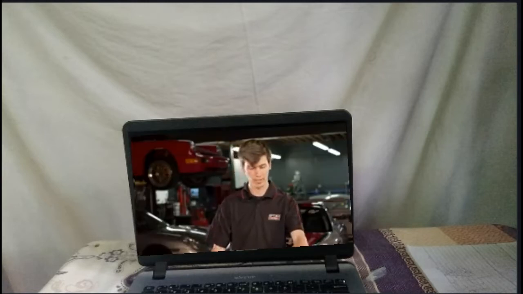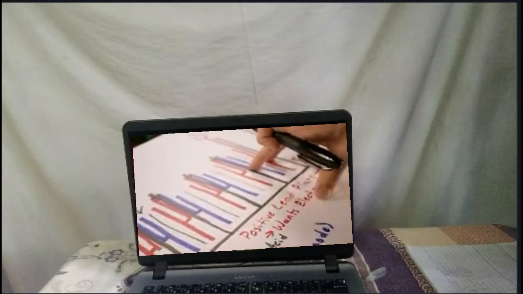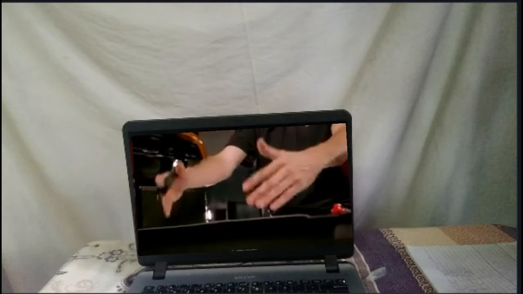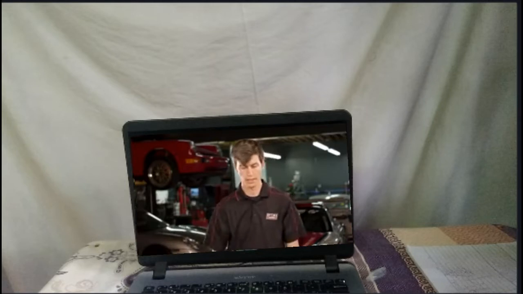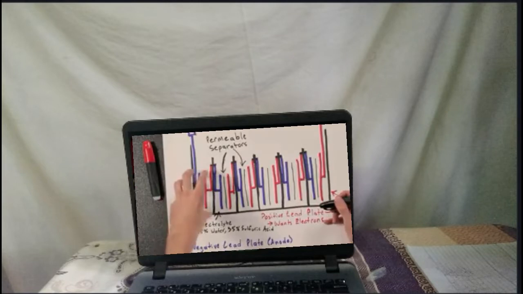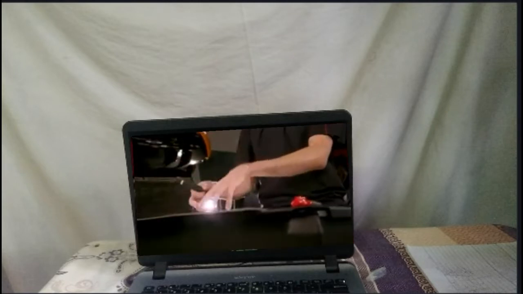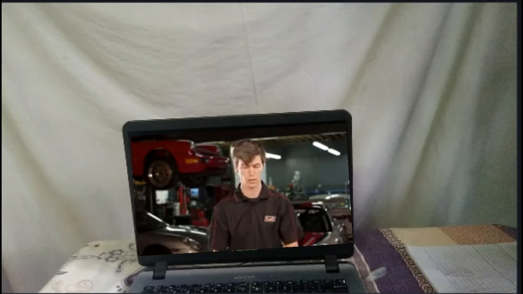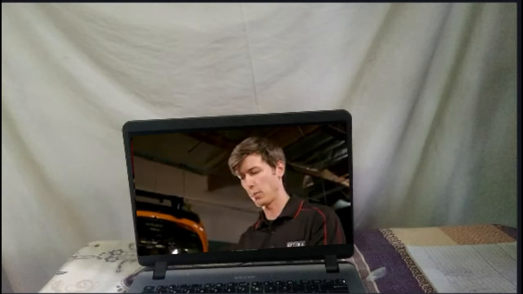Now the negative plates want to react with that electrolyte solution and lose electrons. So when you connect these 2 terminals to whatever you're powering, the positive lead plates want to take those electrons from that reaction from the negative lead plates and that electrolyte solution, react with it, take in those electrons, and then produce water.